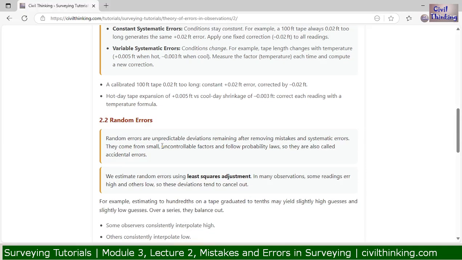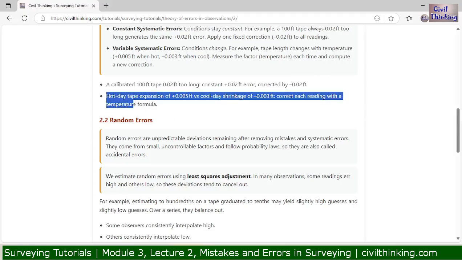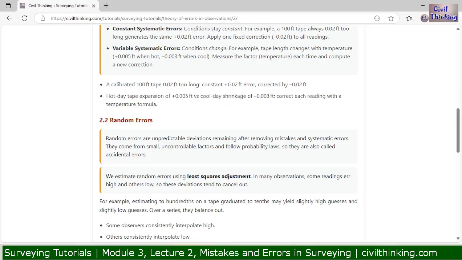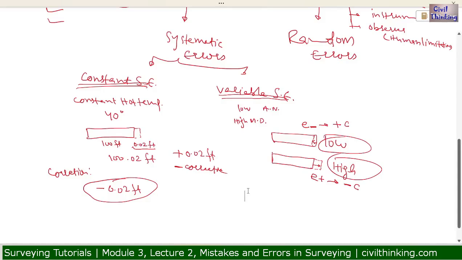So I have explained this, and I have already told you an example. During the hot day the tape expands, and in the cold day it shrinks. Surveying is not always just one day of work. In projects you might do the surveying for multiple days, multiple weeks, or even months.